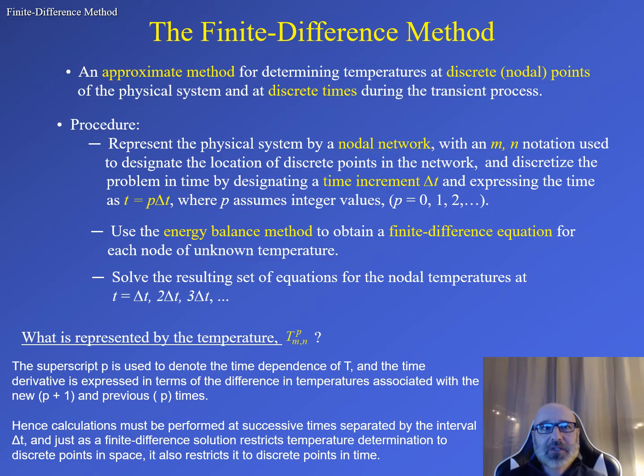Now one thing we want to ask ourselves is what is represented by this variable here? We see T to the p, subscript m,n. Well, let's break this down a little bit. The superscript p that we see up top is used to denote the time dependence of our temperature, and the time derivative is expressed in terms of the difference in temperatures associated with the new p plus 1 and the previous p times. That's how we're denoting between those. Hence the calculations must be performed at successive times separated by the interval of our delta t.